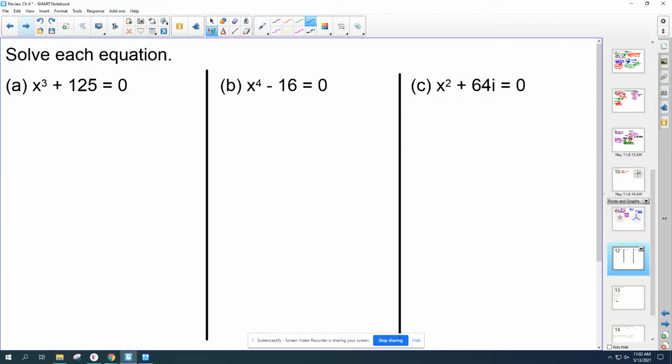Solve each equation. It's basically the same thing. We're finding the roots, okay? Find roots, all of them. In this problem, there are 3 answers. In this problem, there are 4 answers. In this problem, there are 2 answers. There are 2 roots, 4 roots, 3 roots, whatever.